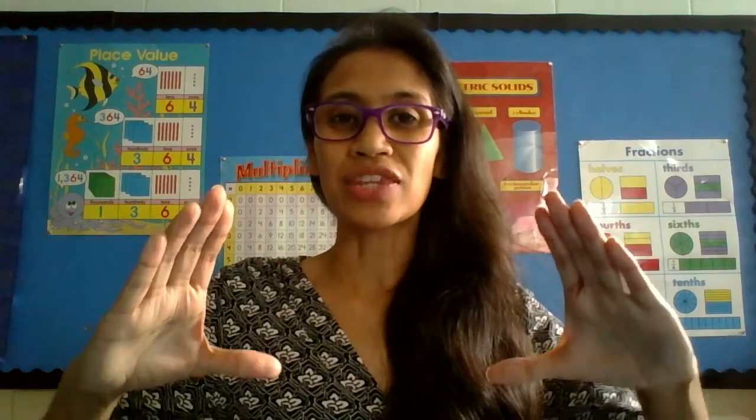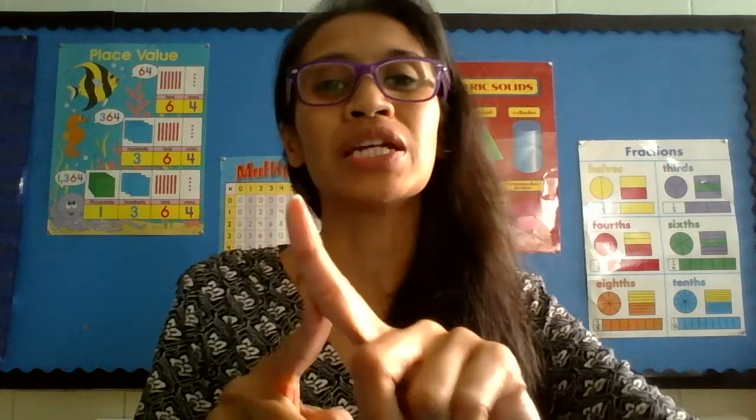And show me, what does the parentheses look like? Bam, it looks like that, or it looks like that. We also have grouping symbols, which are like little brackets and braces as well. All right, so that's the first rule that we need to do, the first thing we need to do in order of operations.